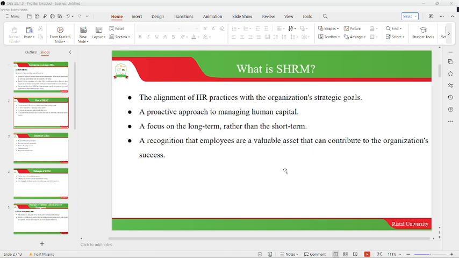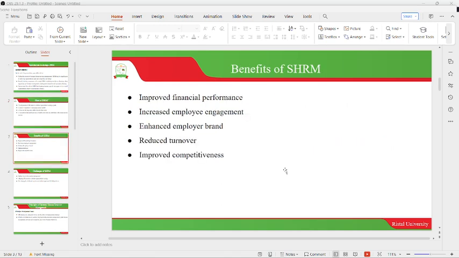Having looked at the definition of strategic human resource management, now let us focus on the benefits of human resource management in strategic terms. Why is it very important for an organization to have a strategic aspect of human resource management? One is improved financial performance. The organization will make a lot of profits if the human resource department is very strategic.